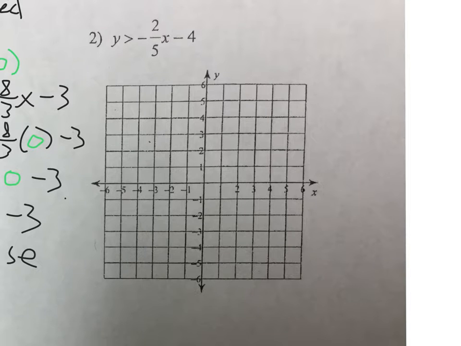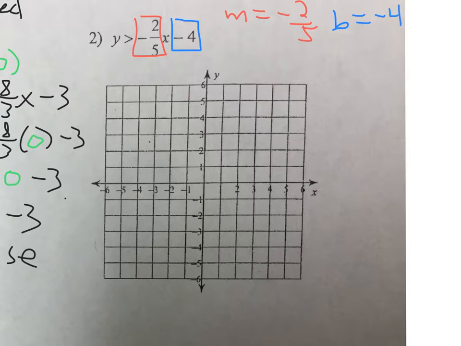Okay, so the first step, just like we did in the last problem, is to identify the m, and that is going to be the number connected to your x, which is negative 2 over 5. And then also locate your b, which is going to be your y-intercept. So the b here is going to equal -4.